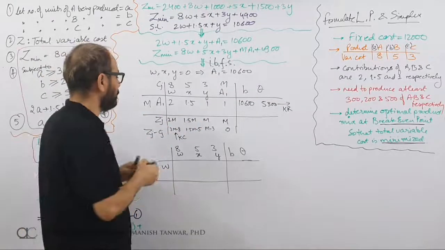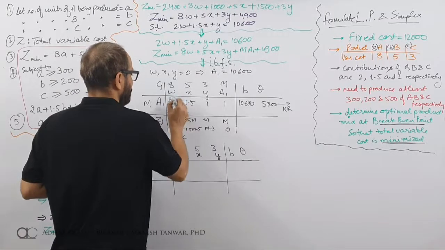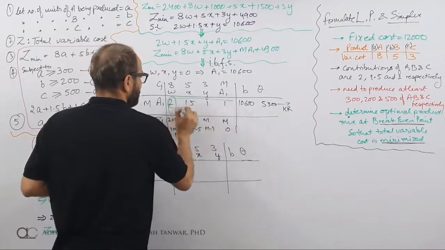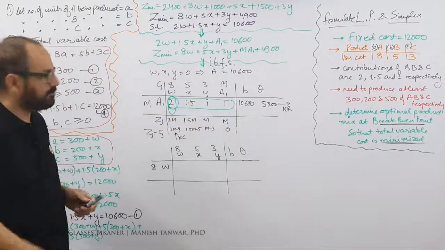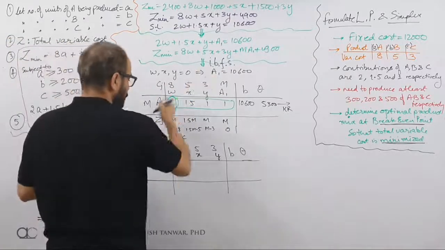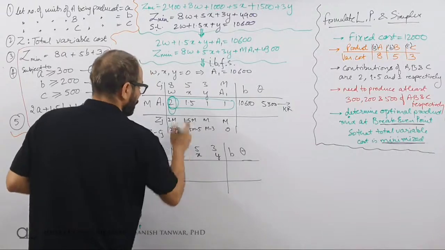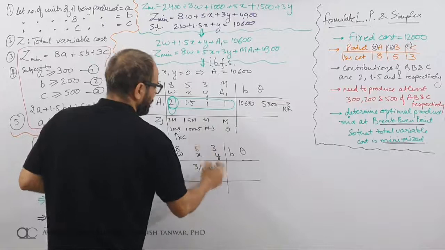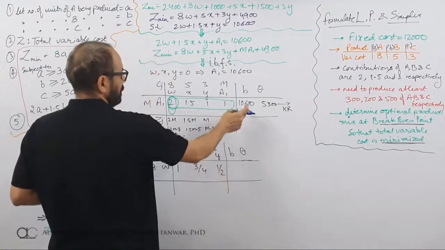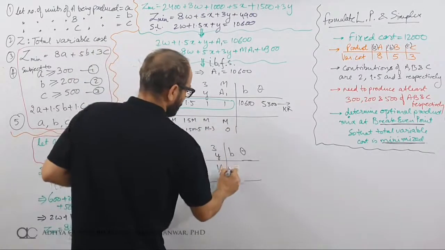What is the key element over here? This is key column. This is key row. 2 is my key element. So, divide everything by 2. 2 divided by 2 would give me 1. 5 divided by 2 would give me 3 by 4. 1 divided by 2 would give me 1 by 2. And 10,600 divided by 2 would give me 5,300.